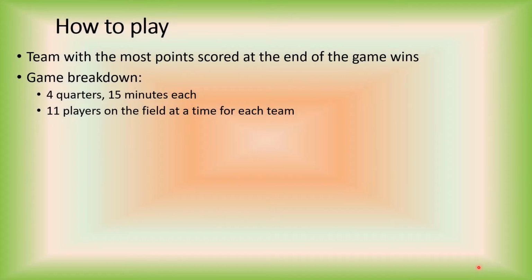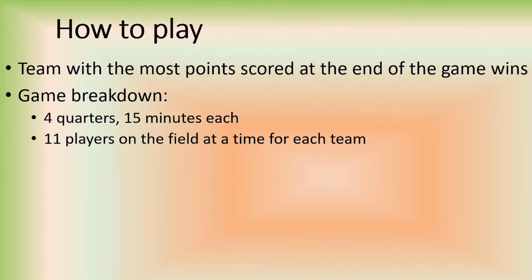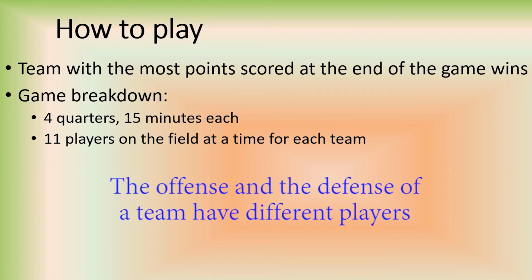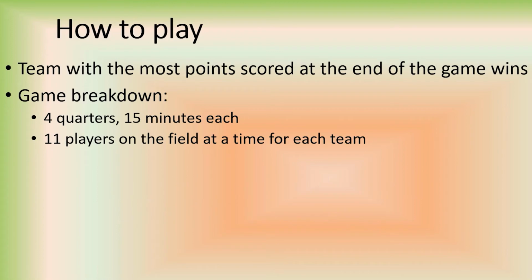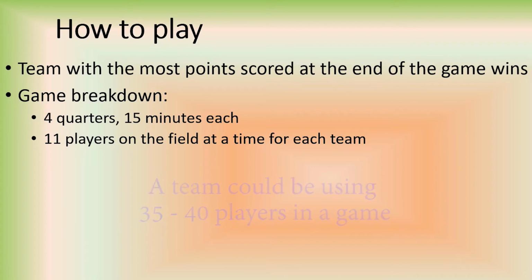Let's talk about how to play. The game is broken down into 4 quarters, each of which is 15 minutes long. And at any time on the field, each team will have 11 players. Now, the difference between football and most other sports is that the offense of a team and the defense of a team are made up of completely different players. And in football, there's a third unit called special teams, which is involved in the kicking portion of the game.